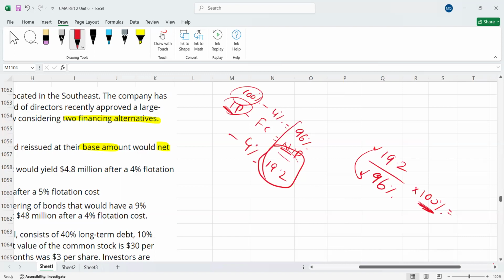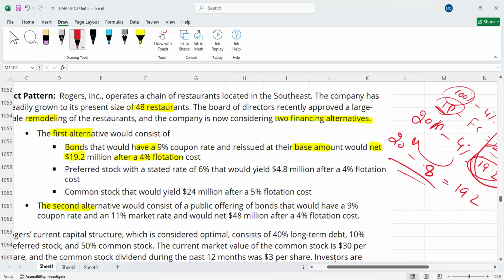19.2 divided by 0.96. So it is going to be 20 million, guys. So gross proceed is going to be 20 million. Then 4% flotation cost, and net proceed will be 19.2. And 4% of this you can calculate: 20 times 4% is 0.8. So 20 million minus 0.8 equals 19.2. So the gross proceed is 20 million. Don't forget. I'm just writing it here: gross proceed, or issue proceed, is 20 million. Okay.